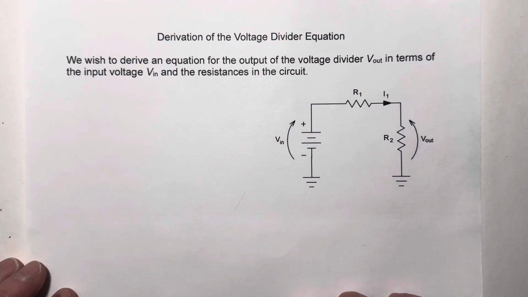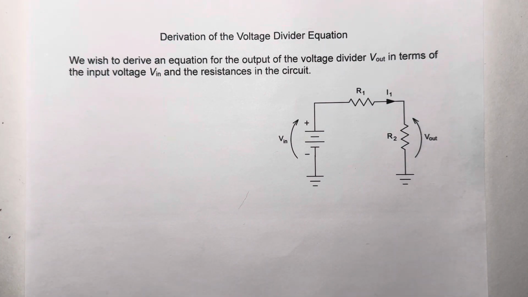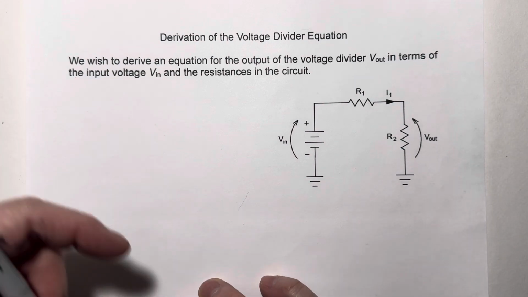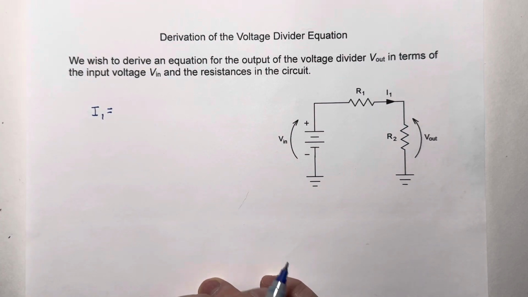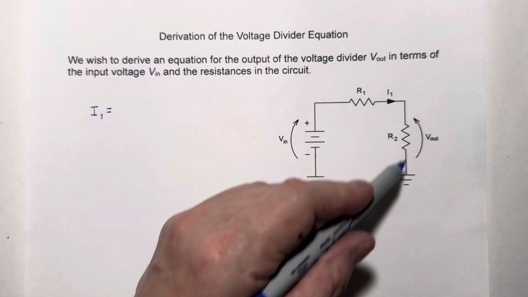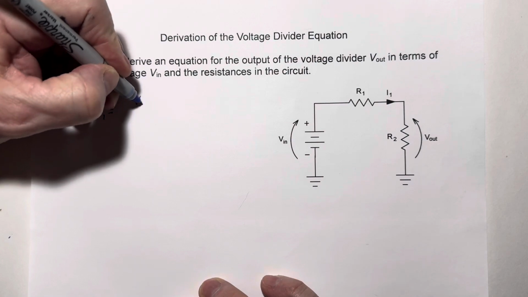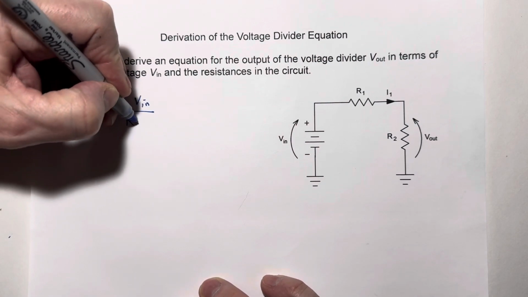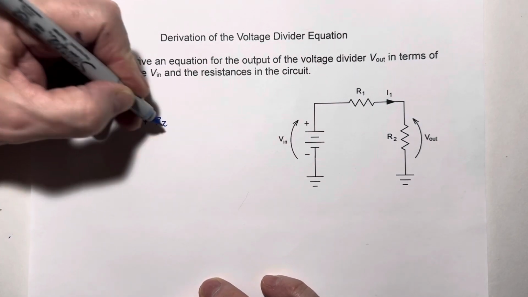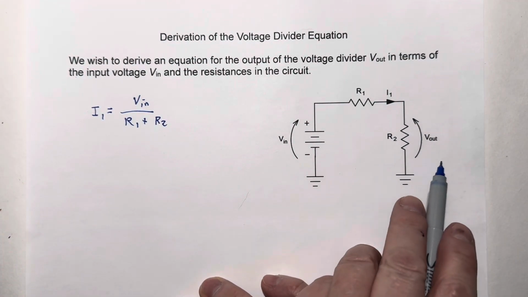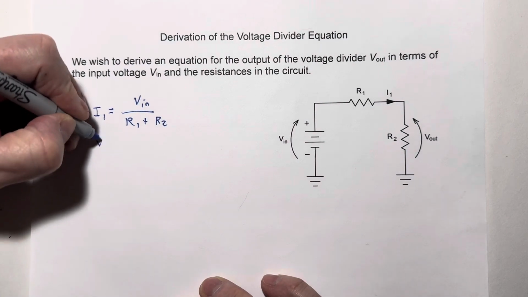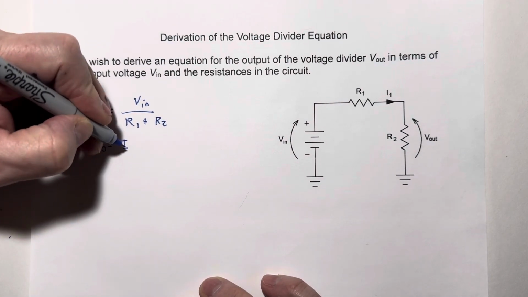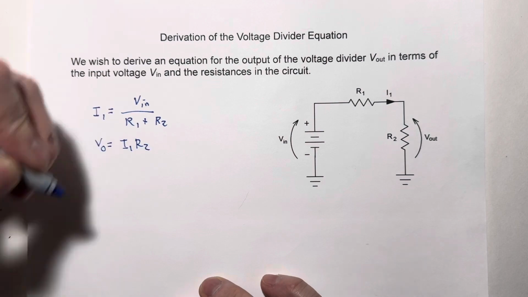To do that, however, I'm going to start by writing the equation for I1, which is simply given by Ohm's law. I1 equals V in divided by the total resistance, V in divided by R1 plus R2. Now the output voltage is equal to I1 times R2. V out equals I1 times R2.